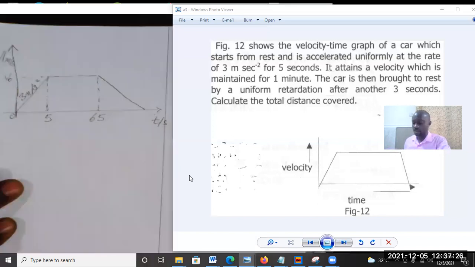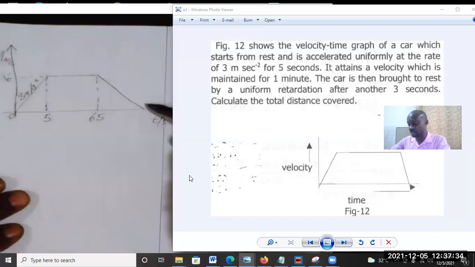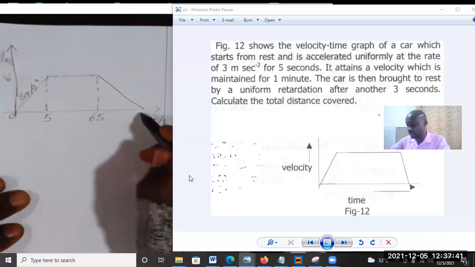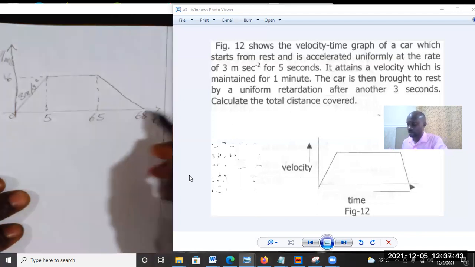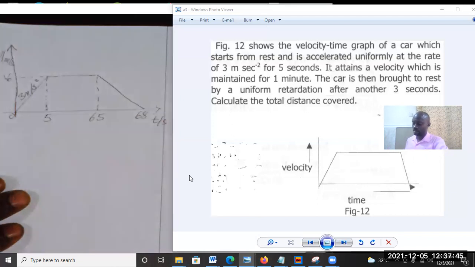That will represent that the car is then brought to rest by uniform retardation after another 3 seconds. The negative slope here represent that for 3 seconds. 3 plus 65 will give you 68.